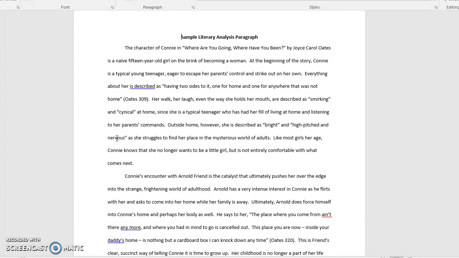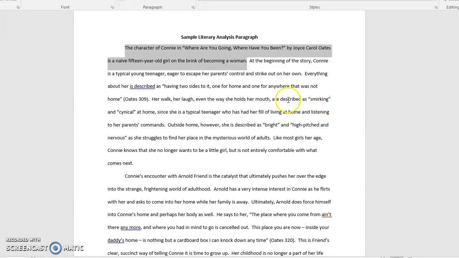When you write your papers, your short story essay, or your poetry essay, or in your discussion boards when you're analyzing literature, this is the pattern you follow. You start off with a topic sentence. You see here, the character of Connie in Where Are You Going, Where Have You Been by Joyce Carol Oates. Identify the title and the author. Is a naive 15-year-old girl on the brink of becoming a woman. That's an idea. That's not a fact. That's something I need to prove, you see. And I'm going to prove it through the text.